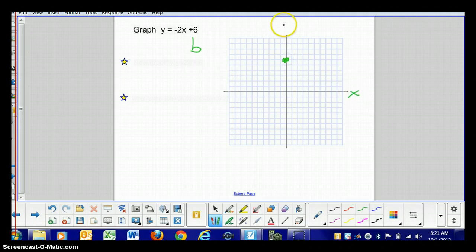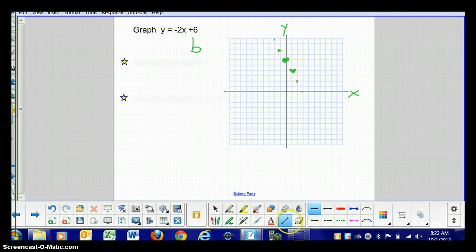This is the x-axis, this is the y-axis. My slope is negative 2, so that means I can go down 2 to the right 1. Down 2 to the right 1. Or I could have gone up 2 to the left 1.